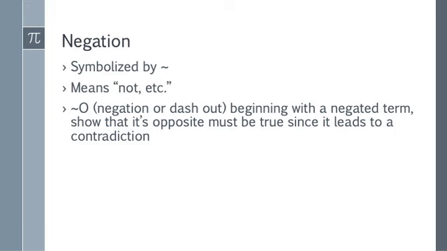6.2, negation out. The negation is symbolized by the dash or tilde sign, which is preferred, just so it doesn't get confused with other dash symbols that we use, like for example on the turnstile. It means not, and it is a negation. The dash out rule, or negation out, begins with a negated term and shows that its opposite, meaning the affirming version, must be true since it will lead to a contradiction.